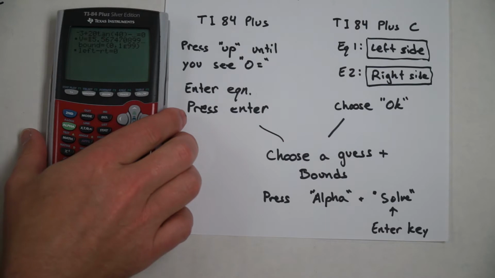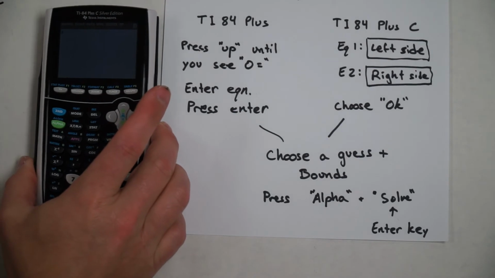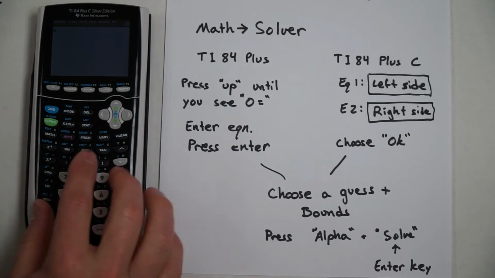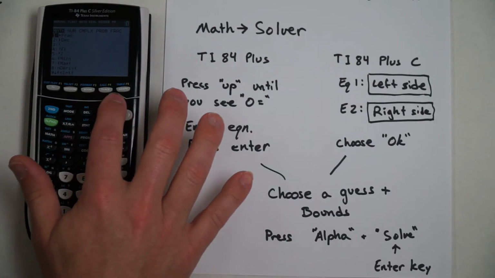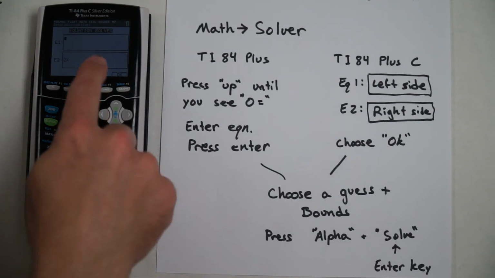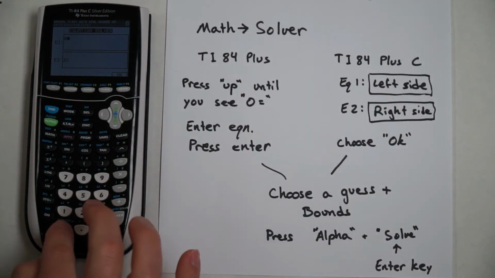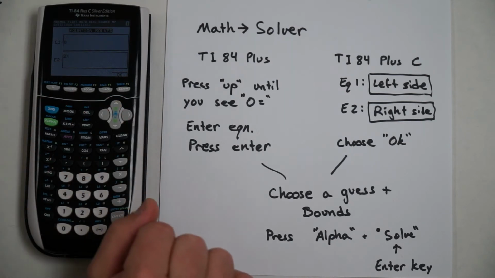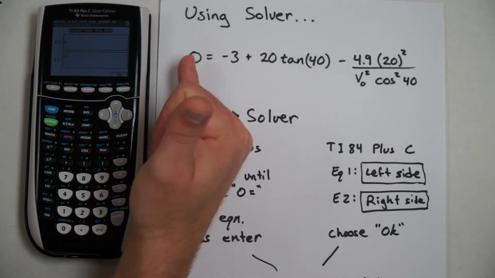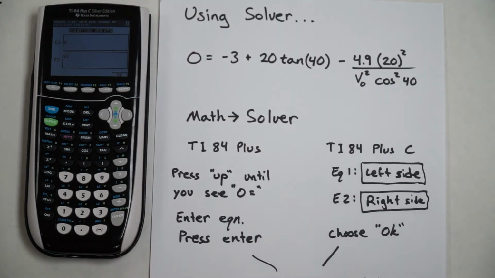All right, let's see how this looks a little different on the TI color. So here we are in the TI color. We're going to be doing kind of the same process. I have Math, got to go down to Solver, and we're going to type in the left side of the equation in equation 1 and the right side in equation 2, so 0 on the left. And then in the right side of my equation, I'm going to type in all of that stuff up here. Now, if you had numbers on the left side, the TI color doesn't mind that. The regular one does care. It has to have its 0 equals.